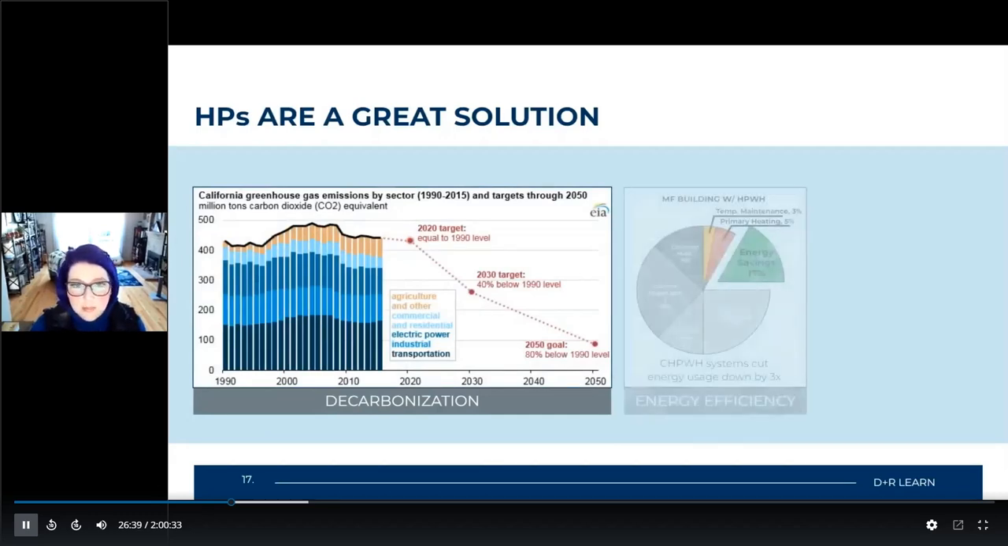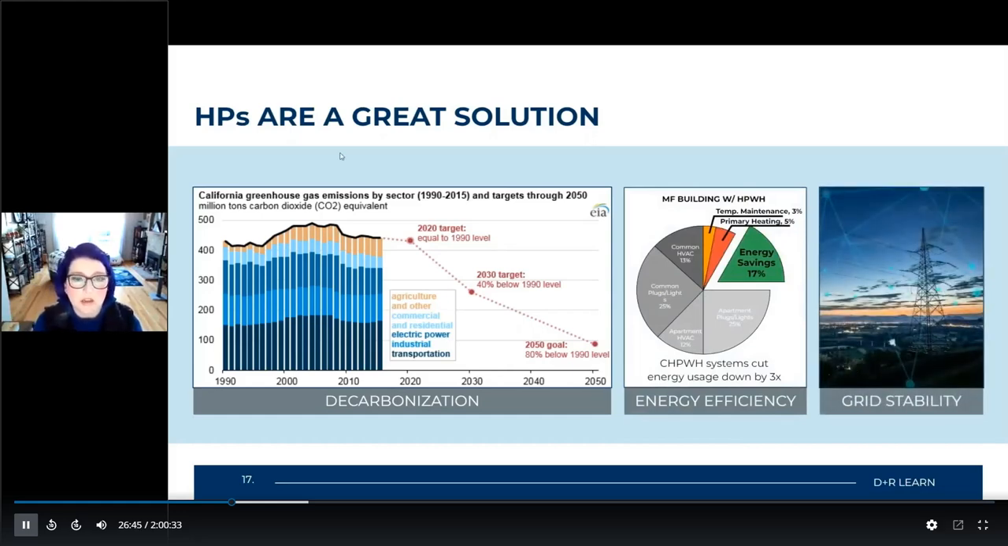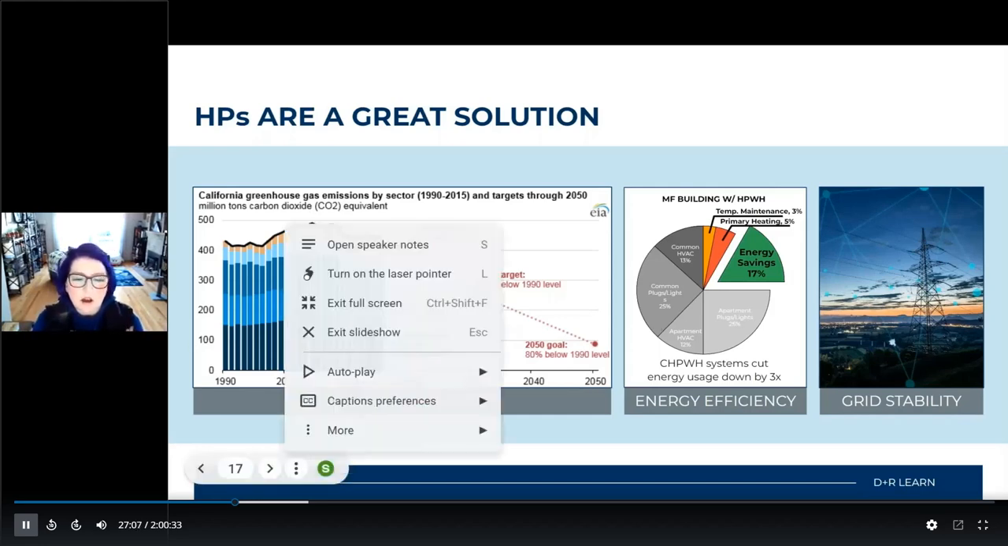Heat pumps, I generally consider them a solution to a number of the challenges that are before us, and they're pretty urgent. Specifically, we're looking at decarbonization goals, energy efficiency needs, and on top of all that, greater things to think about, like grid stability. Up on the screen in front of you, there are a couple of graphics to represent these ideas.